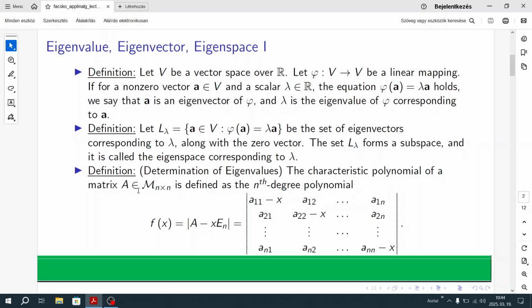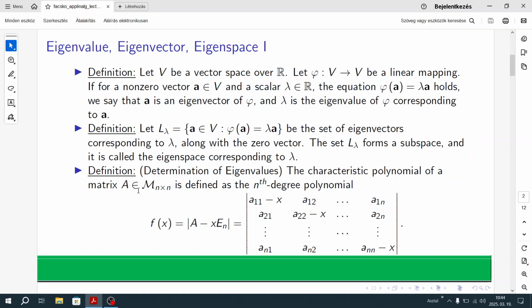Okay, there are some definitions, and the subspace was mentioned. Okay, you have an operator, any operator, and the eigenvalue problem is very simple.